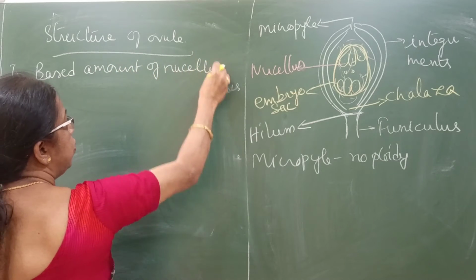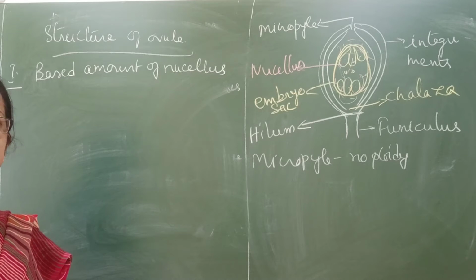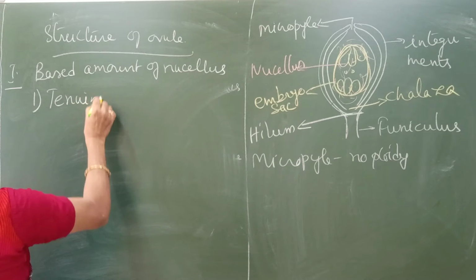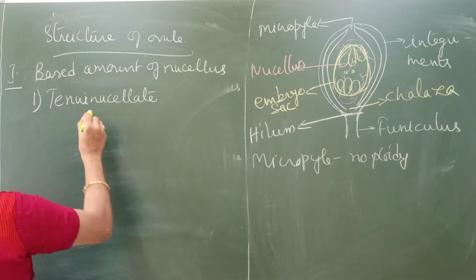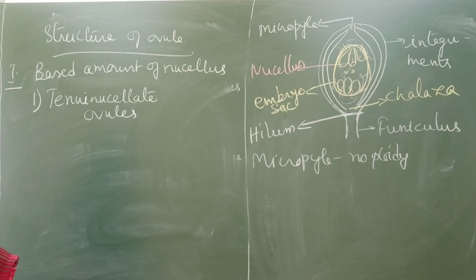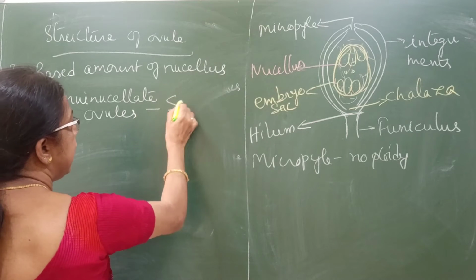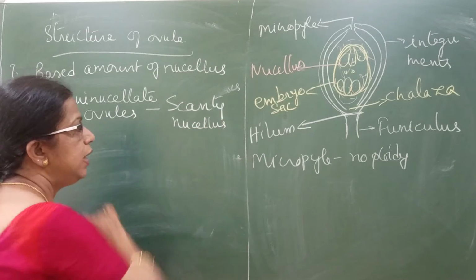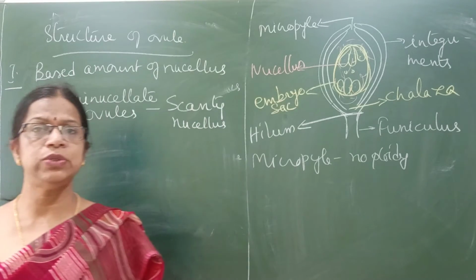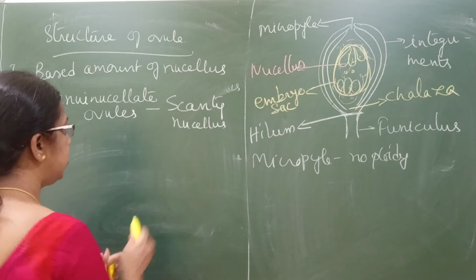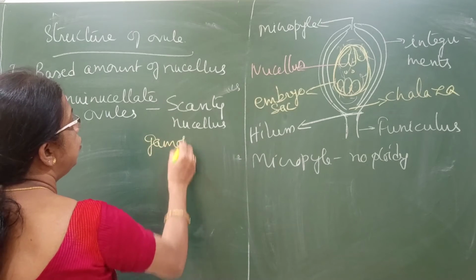Based on the amount of nucellus present, ovules are divided into two types. The first one is called tenuinucellate ovules. Tenuinucellate ovules means with very scanty nucellus, that is, very little amount of nucellus. Those are called tenuinucellate ovules, and the example you can give here is gamopetalae.